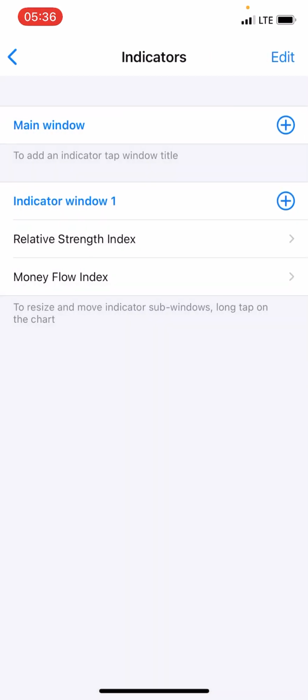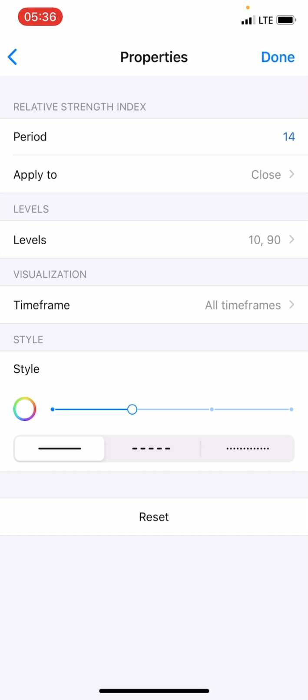For those of you who want the settings, here are the settings. We're going to use the Relative Strength Index first, so that we can have our levels. It's going to give us the levels. The period is 14. We apply to close. The levels here on the RSI are 10 and 90. Apply to all time frames. You can use white if you're using a black background, or use black if you're using a white background. And after that, you click on done, and you go back.